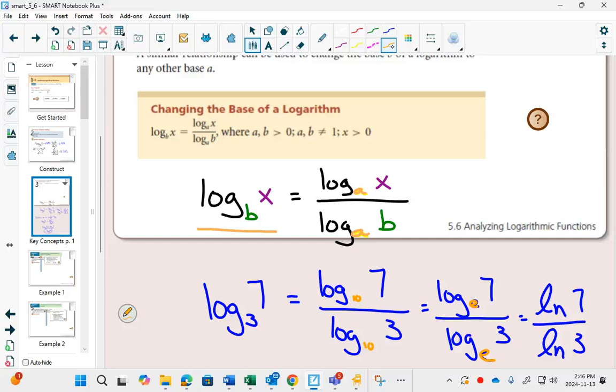Now it's most helpful to use a base of 10 or a base of E because every calculator has those buttons, the common log and the natural log. But not every calculator has a base 3. And when you get to your exam, you're not going to be using your graphing calculators, you're just going to be using a scientific calculator. So then you might need to know how to do this.